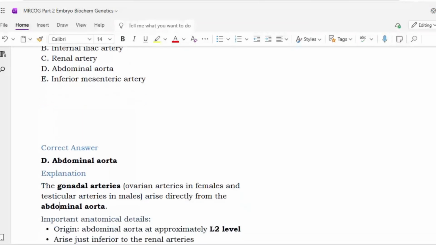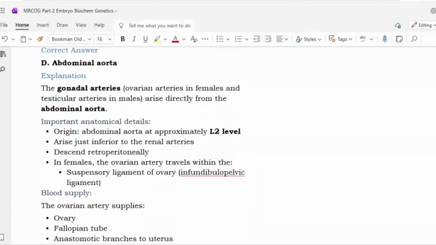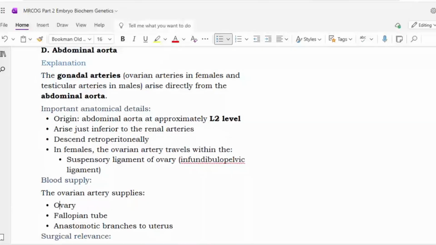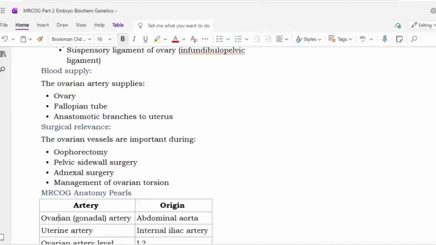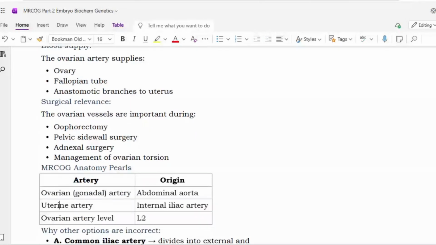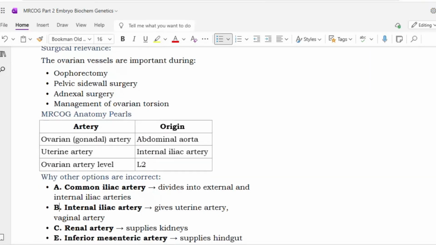Yes. So the gonadal arteries, that is the ovarian vessels in females and the testicular arteries in males, arise directly from the abdominal aorta at approximately the L2 level, just inferior to the renal arteries, and descend retroperitoneally. In females, the ovarian artery travels within the suspensor ligament of the ovary, or the infundibulopelvic ligament. The ovarian artery supplies the ovary, fallopian tube, and anastomotic branches to the uterus. Surgical relevance is that ovarian vessels are important during oophorectomy, pelvic sidewall surgery, adnexal surgery, and management of ovarian torsion. The ovarian gonadal artery origin is from the abdominal aorta. The uterine artery is a branch of the internal iliac artery. Ovarian artery level is L2.